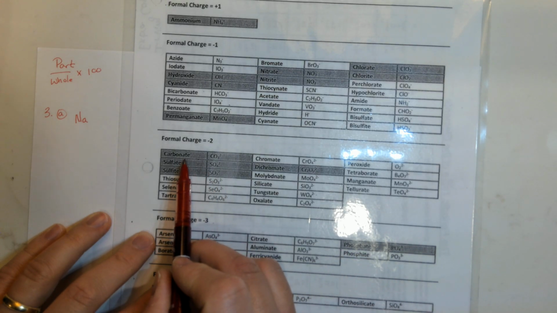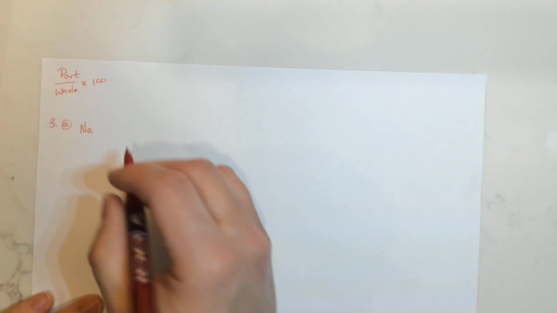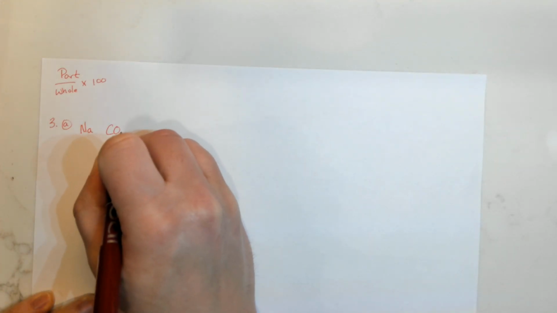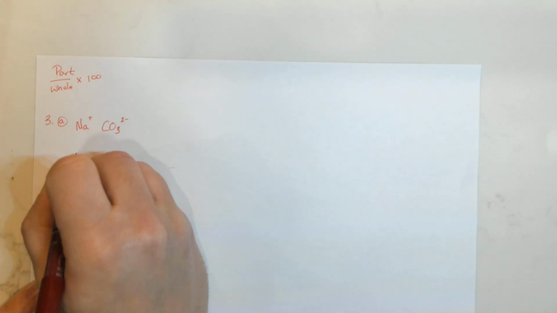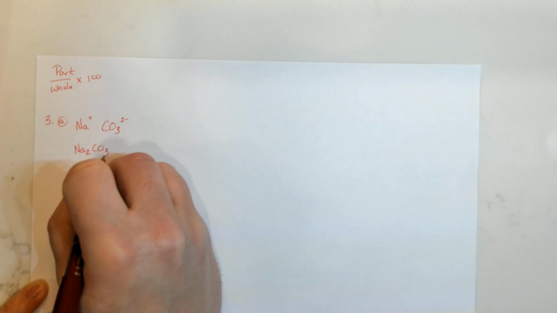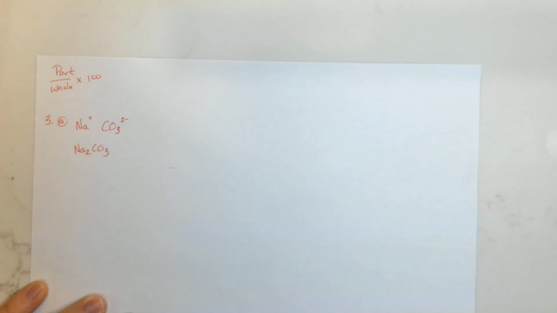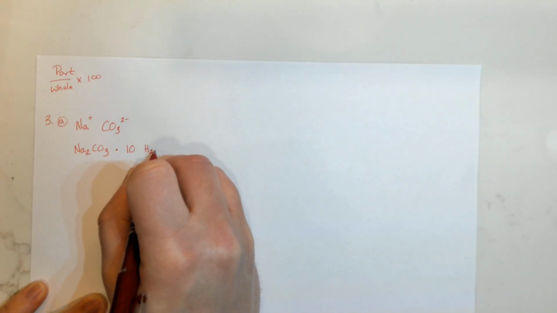It's this one right here. I don't know if you can see that very well in the video, but it's CO3 2-. All right, what's the oxidation state of sodium? Well, sodium is in group 1 in the alkali metals, and so it's going to be +1. Then we'll crisscross, and we'll get Na2CO3. And now we are a decahydrate, which means that we'll do a dot, 10H2O.